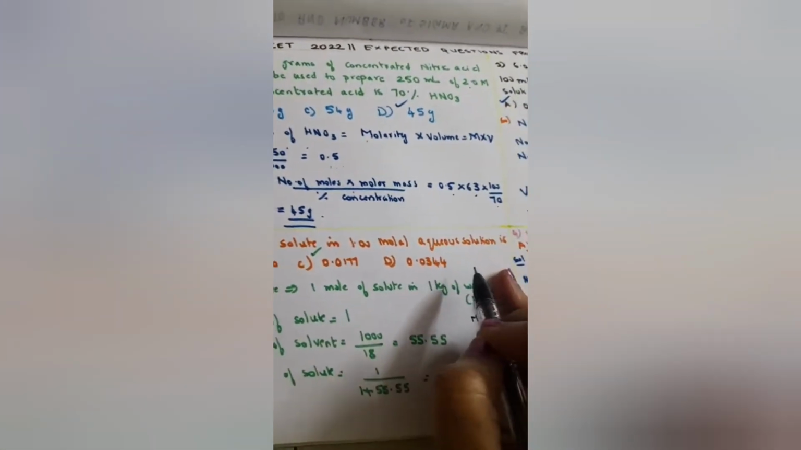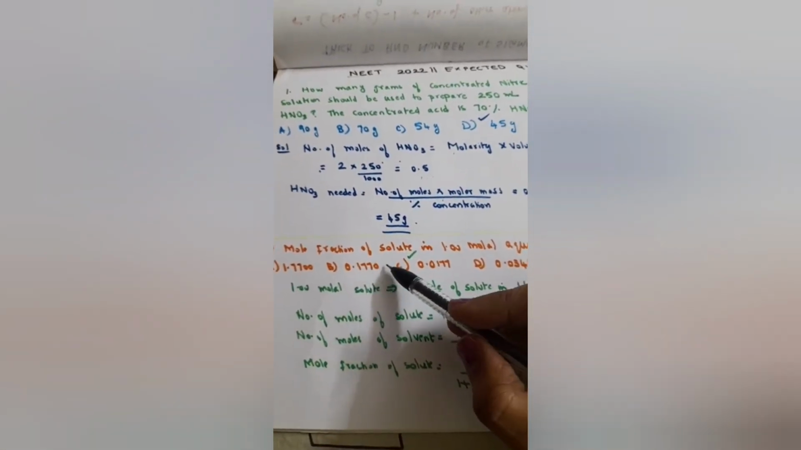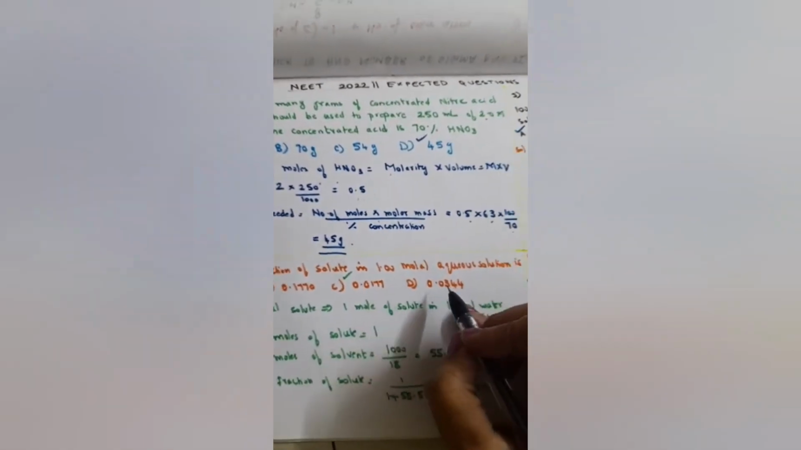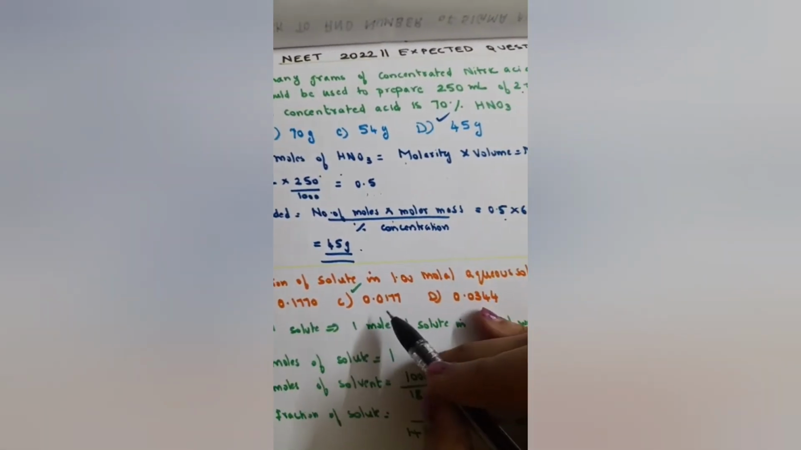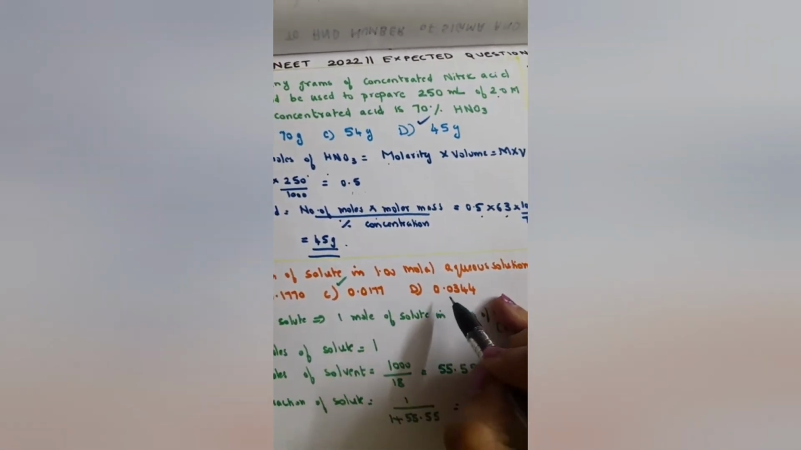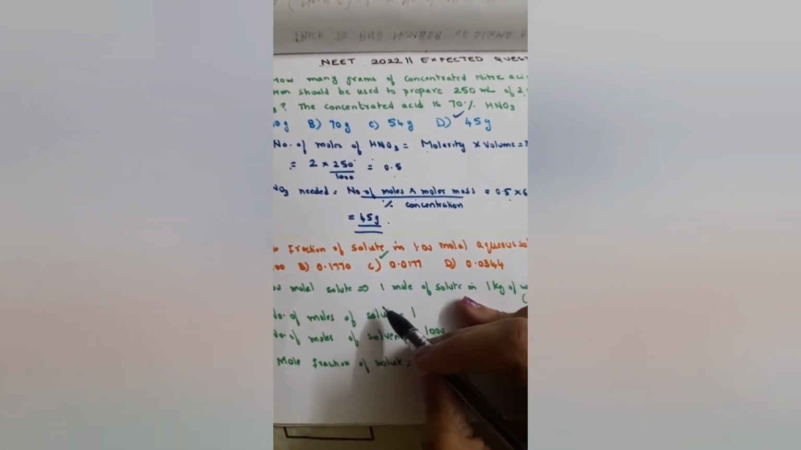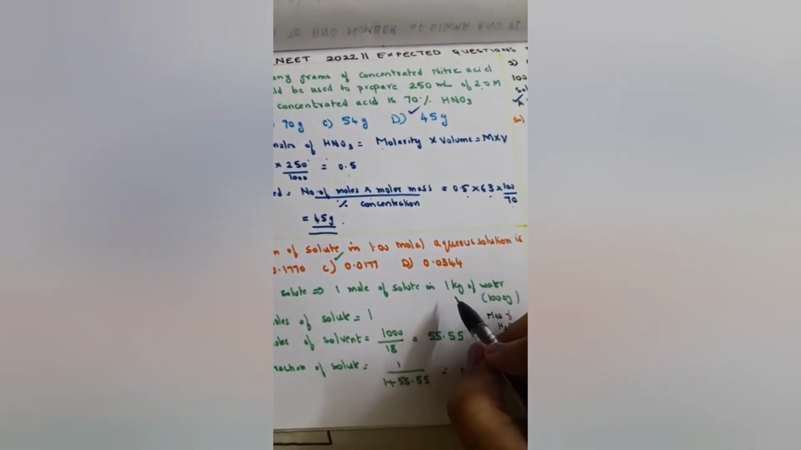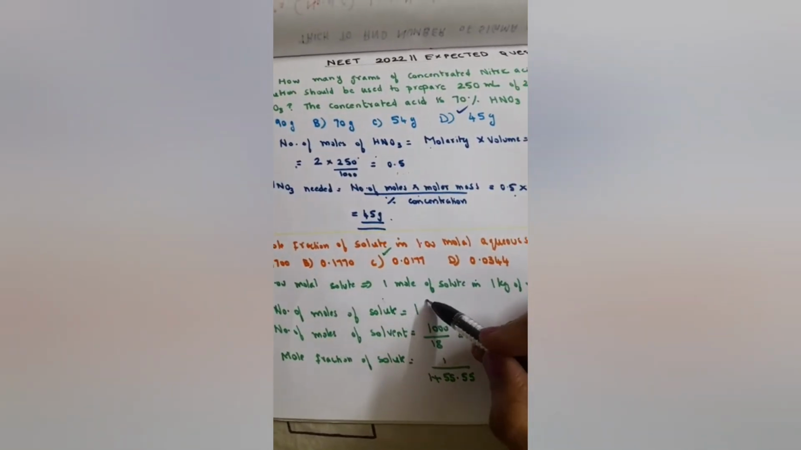Mole fraction of solute in 1 molar aqueous solution is, they are asking to find the mole fraction of solute in 1 molar aqueous solution. The options are 1.77, 0.177, 0.0177 and 0.0344. So a 1 molar solution will be equal to 1 mole of solute in 1 kg of water. 1 kg is equal to 1000 gram. So here the number of moles of solute is 1.